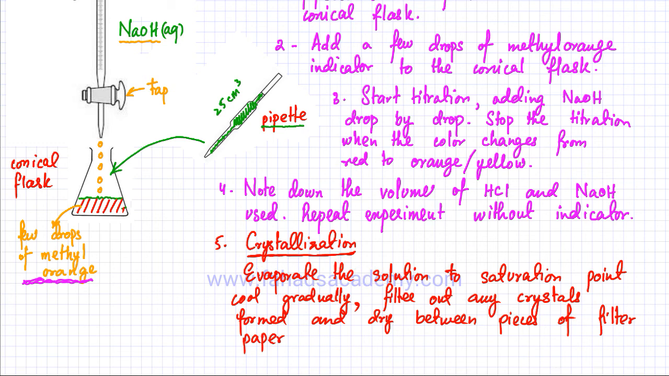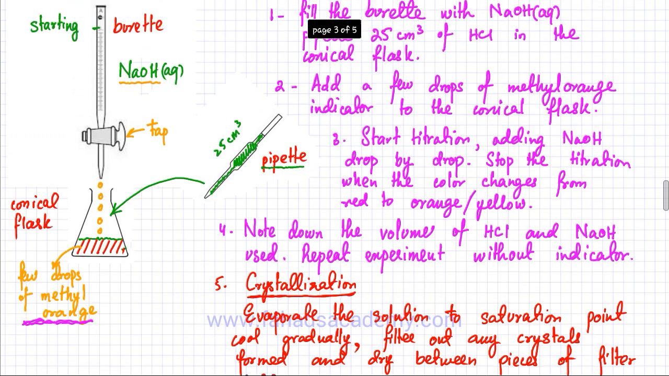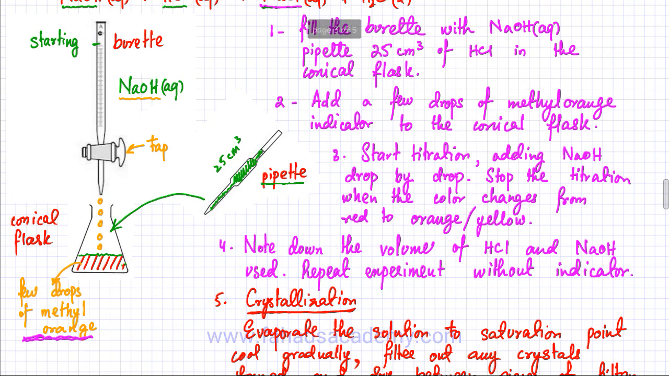For example, you can simply tell them that you fill the burette with NaOH, then you pipette 25 cm cube of HCl in the conical flask. You don't need to mention the color change of the indicator. You just add a few drops of indicator, then you start titration and you stop when the color changes. And if you're using a particular indicator, you might as well tell what the color change is going to be. And you note down the volumes, you repeat the experiment, and the last step is crystallization.